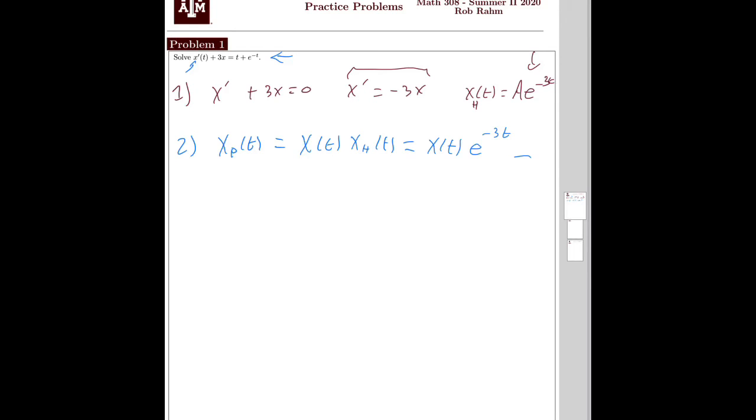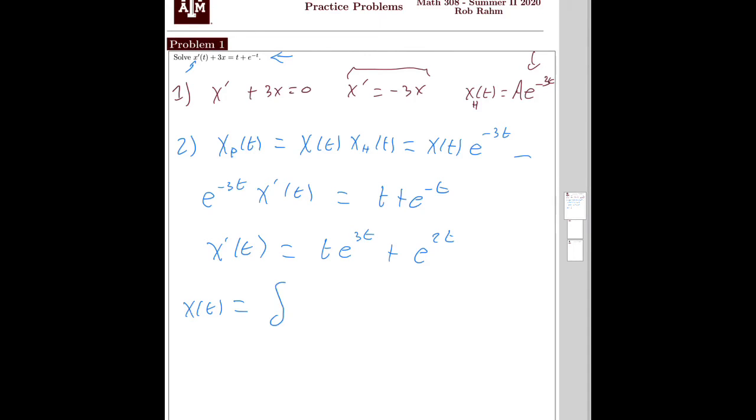So anyways, for the equation for the particular solution, we end up with e to the minus 3t times x prime of t is equal to t plus e to the minus t. Or in other words, x prime of t is equal to te to the 3t plus e to the 2t. Okay, and so now I want to integrate both sides. So x of t is going to be the antiderivative of te to the 3t plus e to the 2t. And I'm just going to add the constant now so I make sure that I don't forget it.